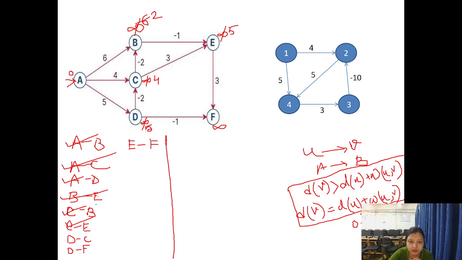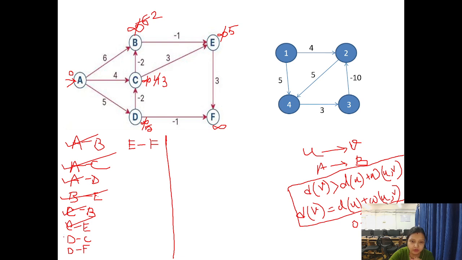Now next is D to C. So distance of C is 4 and distance of U is 5. And the associated path cost is minus 2. So 5 plus minus 2, that is 3. 3 is smaller than 4.